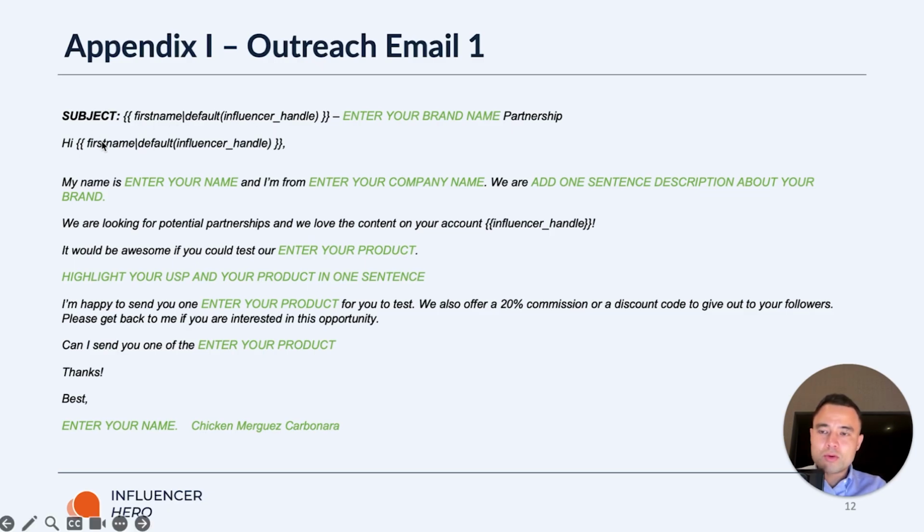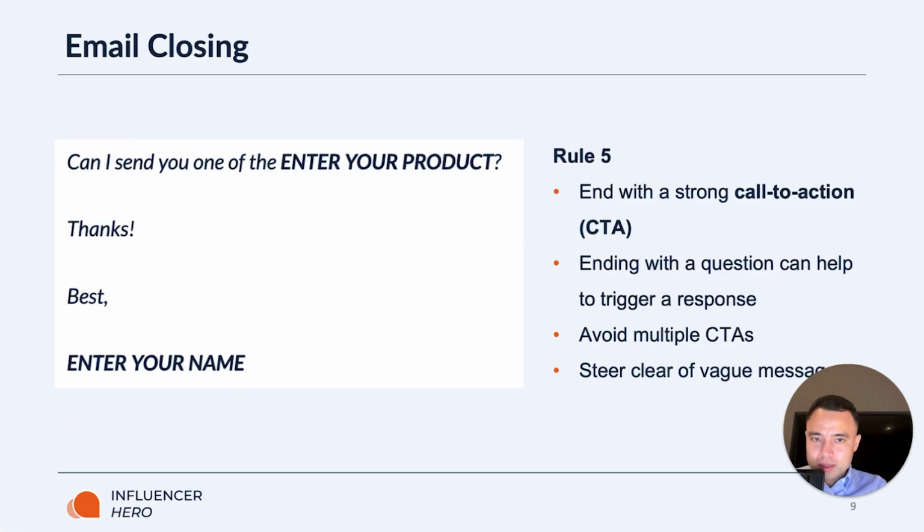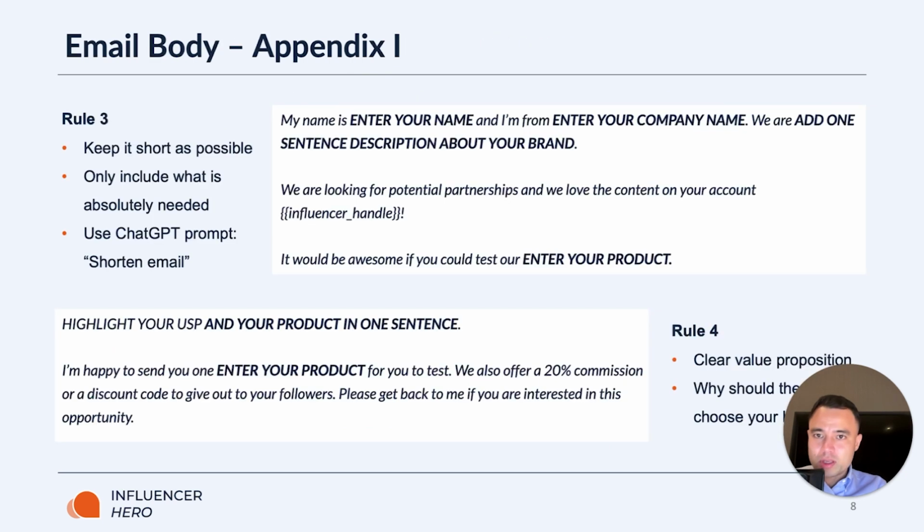Subject, and then what we discussed is the opening of the email, and then the body of the email is, we are looking for potential partnerships and we love the content on your account, influencer handle, again, personalization, right? It will make it unique to the influencer. It would be awesome if you could test our, enter your product, right? So for example, if you could test our sunglasses or whatever it is you're selling, right? Highlight your USP and your product in one sentence. So make sure to make a short description highlighting your USP. And I think that's pretty much it in terms of the body.